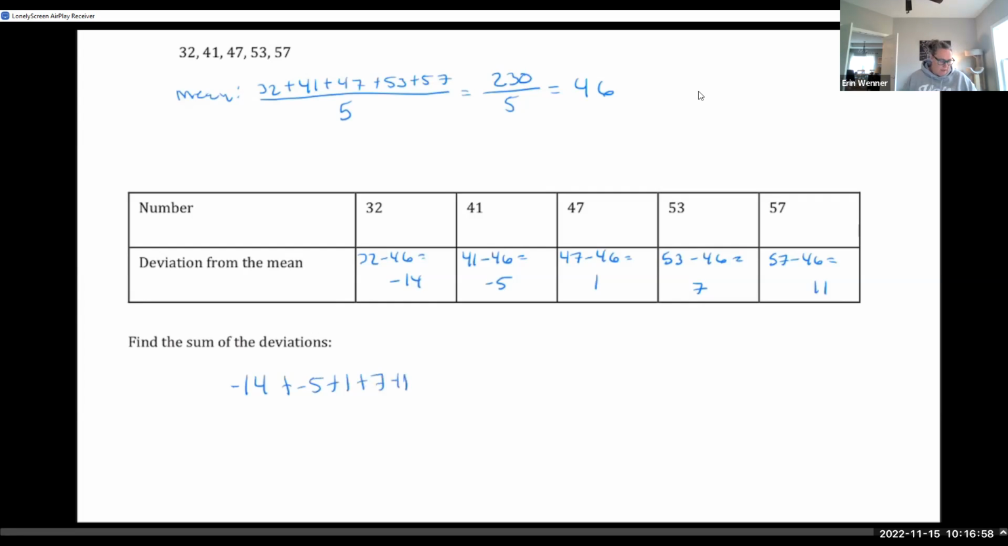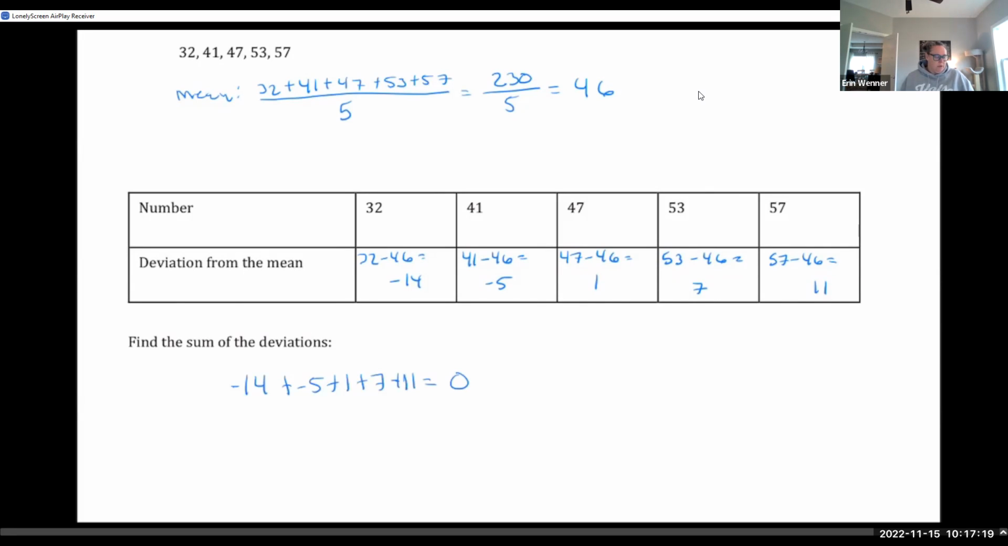And when I add these up, negative 14 plus negative 5 is negative, what is that, 19? Plus 1 puts us at negative 18, plus 7 brings us down to negative 11. So then when I add 11, I do in fact get 0, which is great. We just are checking that it is 0.